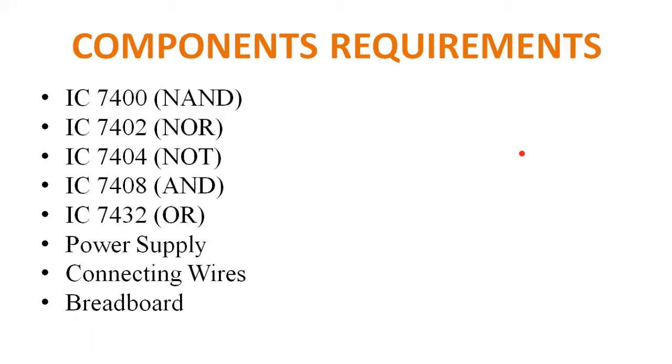For this experiment we require a few ICs, that means logic gate ICs. So what is the first IC? 7400. This is the NAND gate IC number. Then NOR gate is 7402. 7404 is NOT gate. 7408 is AND gate. 7432 is OR gate. Then a power supply is required, connecting wires are required, and a breadboard is required.